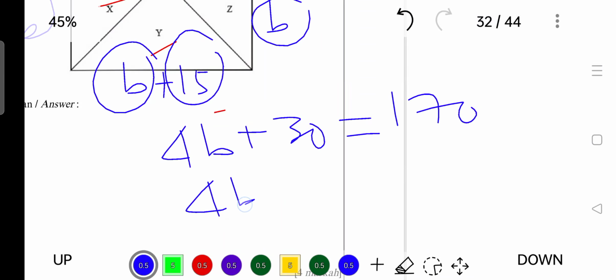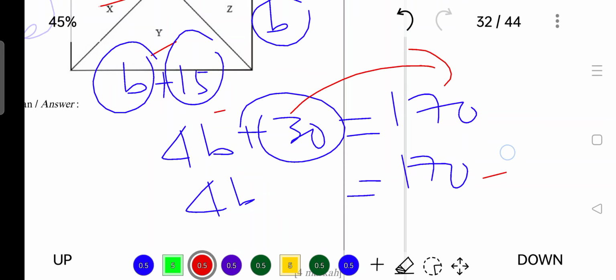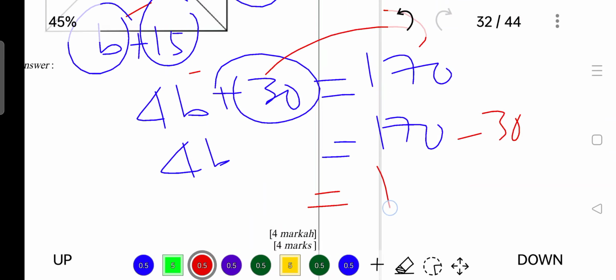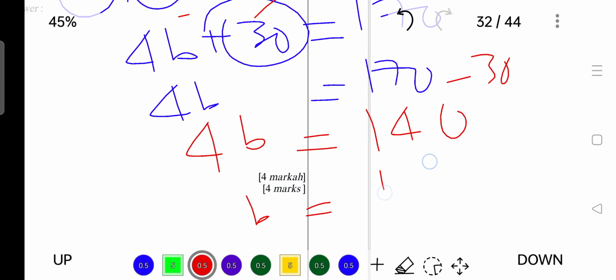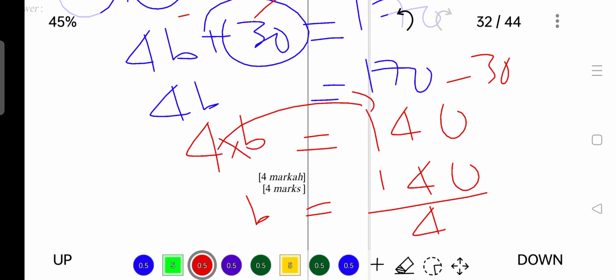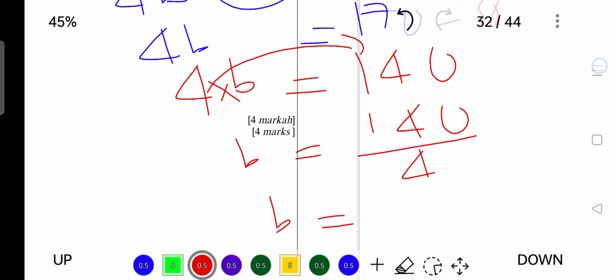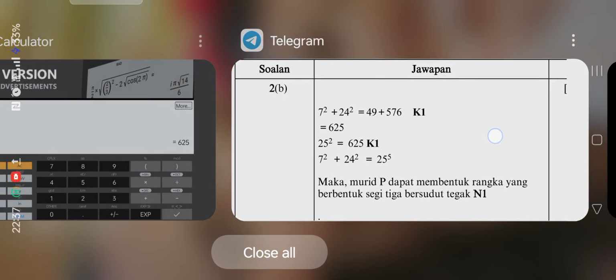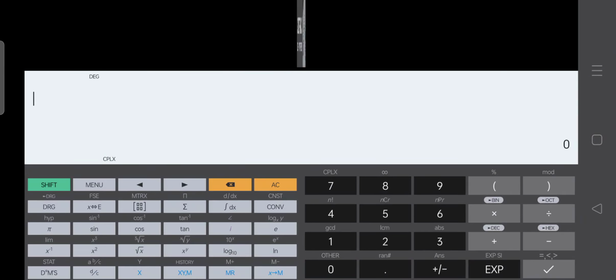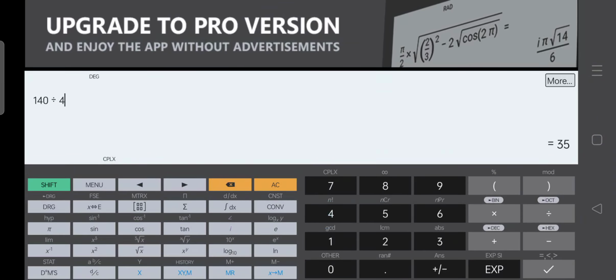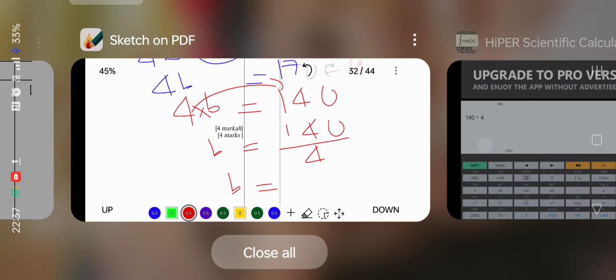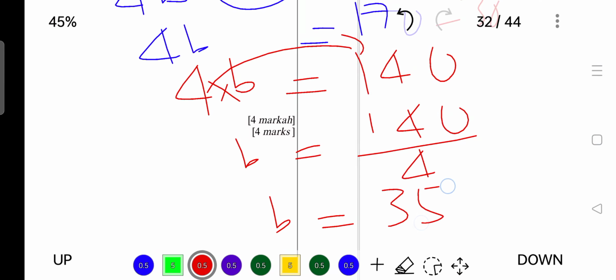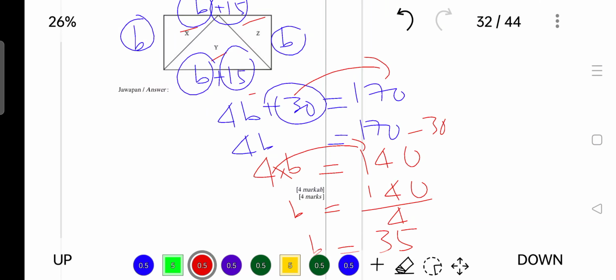So let's look at B first. This plus, when I throw it over there, becomes minus. Answer is 140 for B. So B is equivalent to, this is times, throw it over there, becomes divide 140 divide by 4. The answer will be 35.